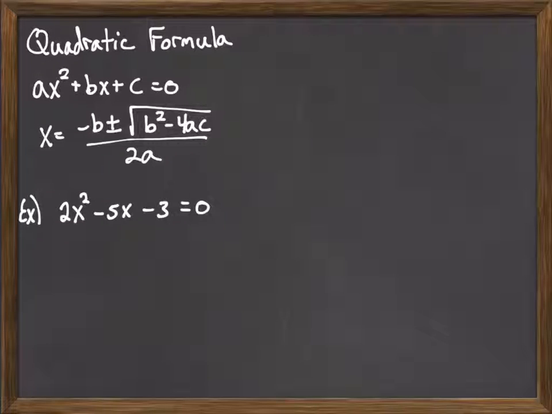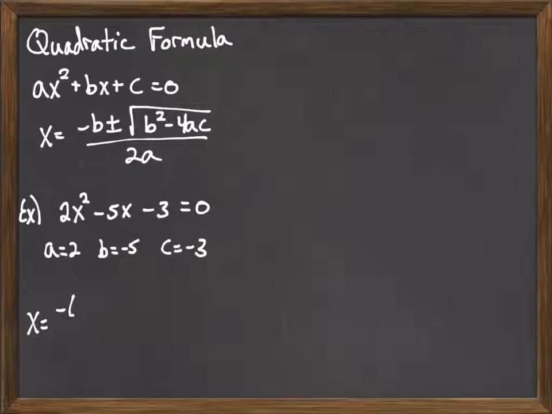ax squared plus bx plus c, where a is the coefficient for the square term, b is the coefficient for the x term, and c is our number term. So our equation does fit that format, and it's equal to 0. So we can go ahead and recognize what a, b, and c are. a is 2, b is negative 5, and c is negative 3.